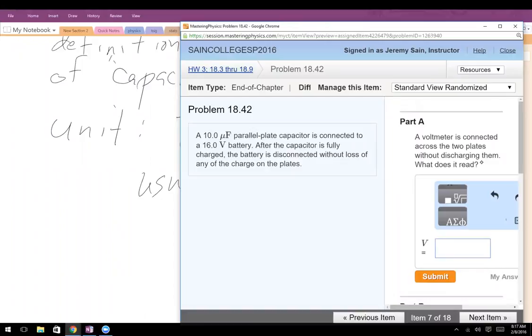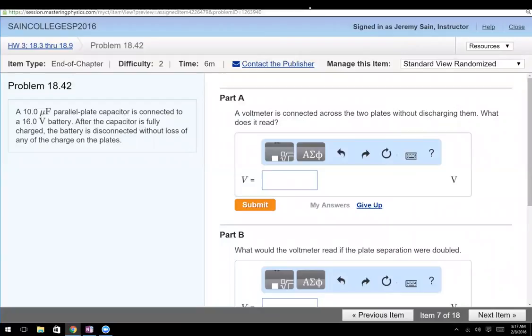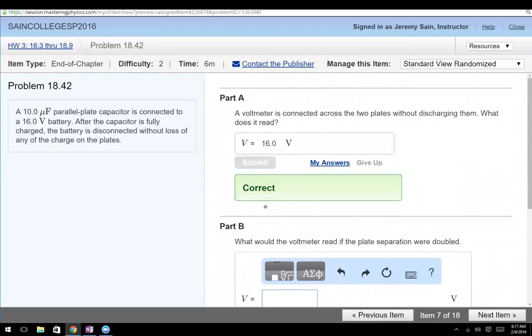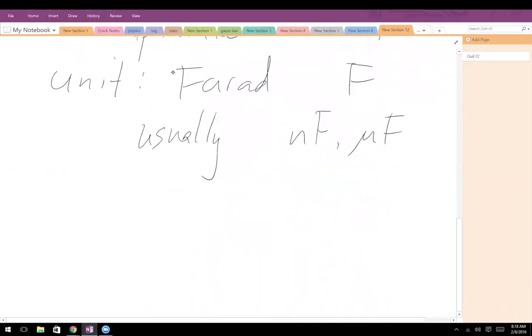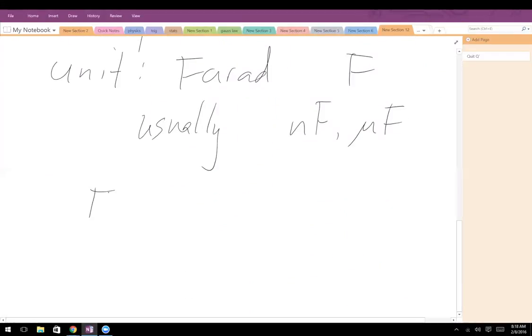That seems completely silly. Seems like it should just read 16 volts. I know what I would think. I'm going to put it and see if that's right. Yeah, because basically you're using the battery to charge up the capacitor. So now we could compute the charge on each one using the definition, F equals Q over V. We know what F is, we know what V is. We could find Q if we wanted to.